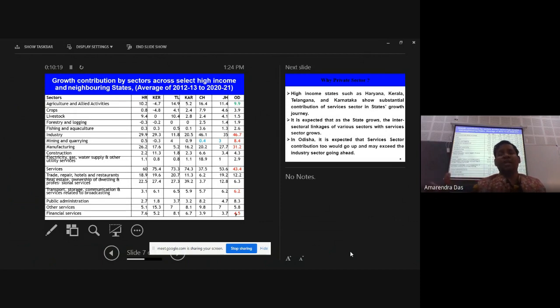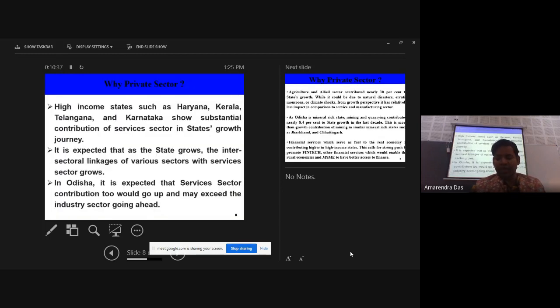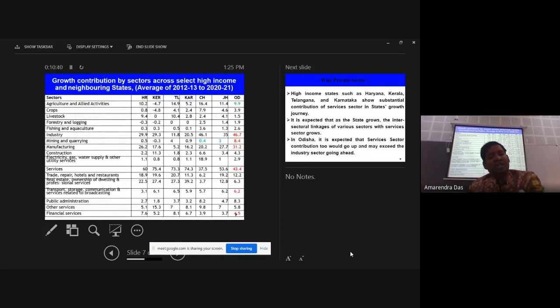If you look at developing countries, their FDI in agriculture and allied activities is also performing well. So it is a matter of how the government is regulating the policy. What I have seen in this analysis is that in the Odisha Economic Survey, they have taken two types of states. One is high income, another is neighboring states. Haryana, Karnataka, Telangana and Kerala are the high income states they have taken. Also Jharkhand and Odisha, they have taken as neighborhood states.